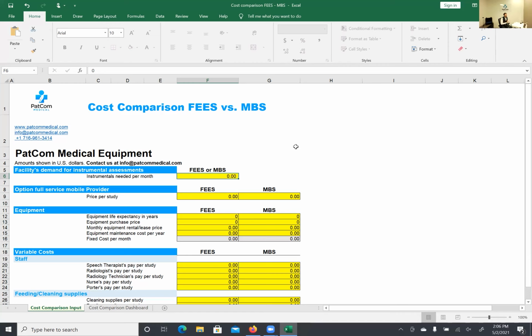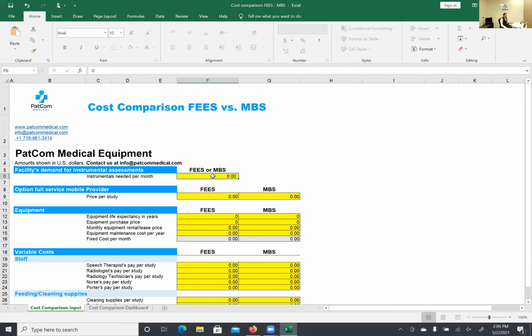So let's go ahead and fill out this tool. The tool really has these yellow fields that you fill out, and what you need to do is go out there and find the numbers that are applicable for your facility. So you want to talk to your administration and find the right numbers here.